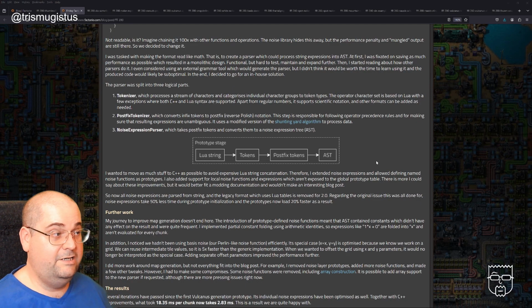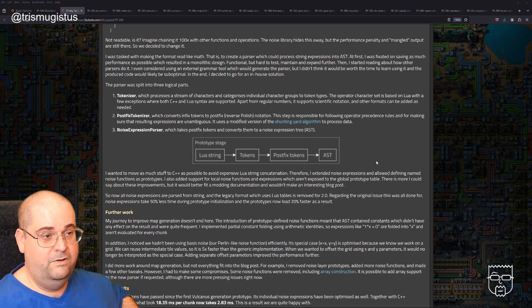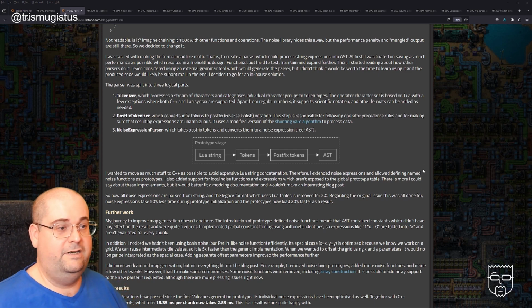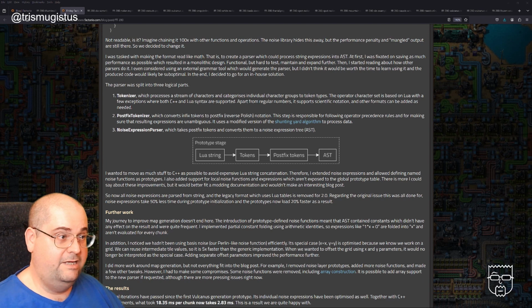At first, I was fixated on saving as much performance as possible, which resulted in a monolithic design. Functional, but hard to test, maintain, and expand further. Then, I started reading about how other parsers do it. I even considered using an external grammar tool which would generate the parser, but I didn't think it would be worth the time to learn using it, and the produced code would likely be suboptimal. In the end, I decided to go for an in-house solution.